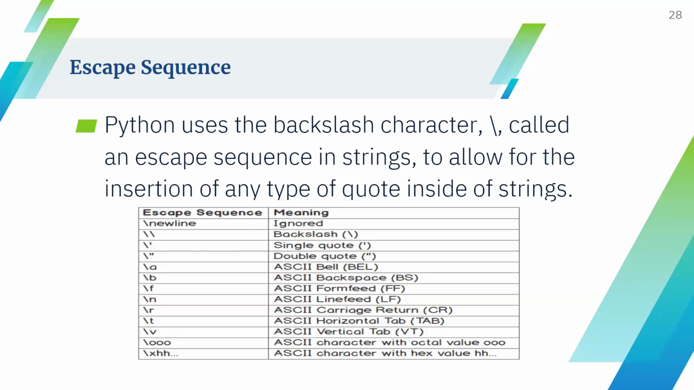For beep sound, \a. For backspace, it's going to be \b. For form feed, you're going to use \f. For new line, I want to bring the cursor to the next line, in that case you're going to use \n. For carriage return, \r. \t is for tab space. \v is for vertical tab. \o is to print the octal value, that is equivalent to the ASCII value. \xhh is to print the hexadecimal value for a character.